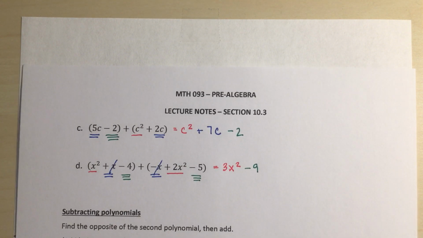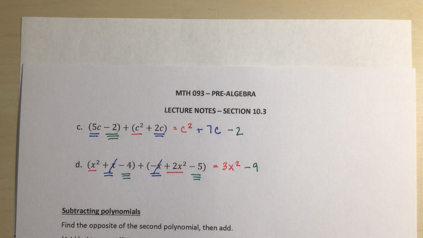So again, when we're adding polynomials, we are just combining like terms. The parentheses don't really mean much here. They're just separating our polynomials from one another. We're combining our like terms and we're making sure that we're writing our answer in descending order.